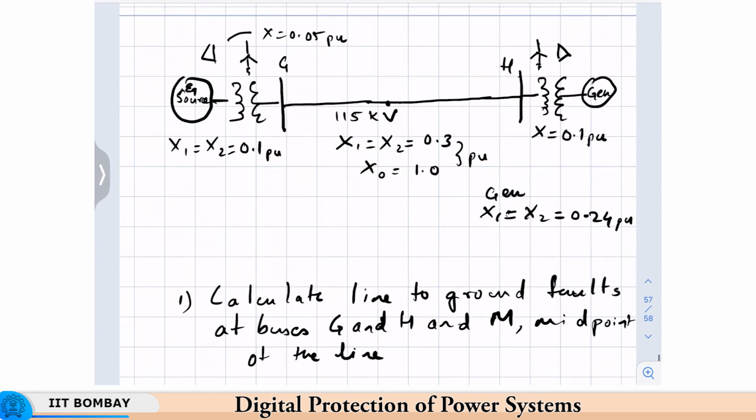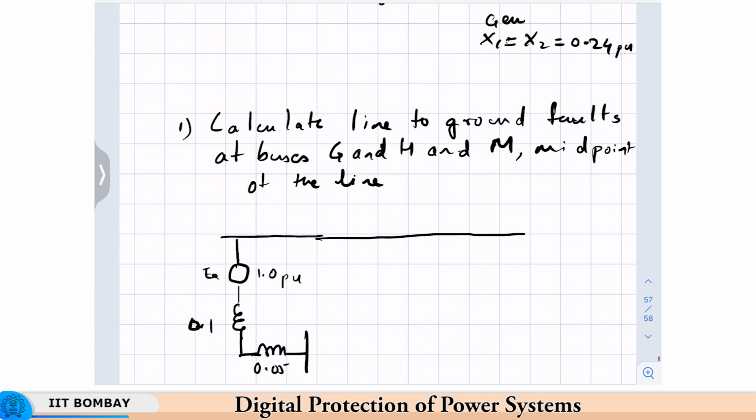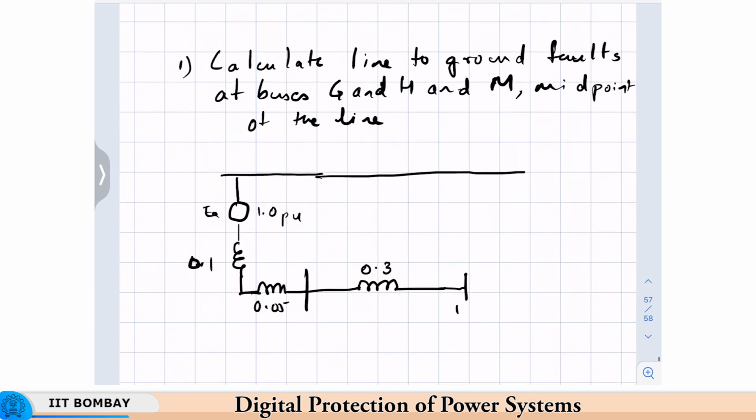If you keep this diagram in front of you, then we have the line 0.3. Then we have the bus H. Then we have the transformer with 0.1. This is also, we can take it as 1 pu, and the system impedance is 0.24 pu.